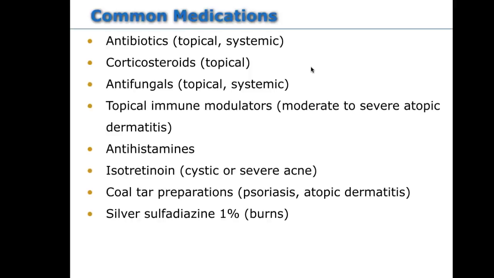Accutane, isotretinoin, may be used for severe acne. It has some pretty heavy side effects, so they try not to use Accutane if they can get away with it. Coal tar preparations for psoriasis, for atopic dermatitis, silver sulfadiazine for burns. Another one that's not listed on here is like dandruff shampoo for seborrhea. That's used pretty commonly too.